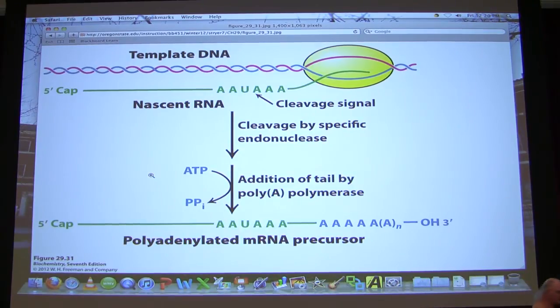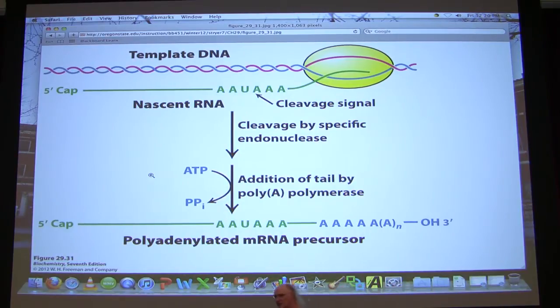Okay? So after the polymerase has gotten a little further down, this specific endonuclease will say, okay, I'm going to chop a few bases off. I'm going to chop off about right here, for example, and then a polymerase is going to come along and put hundreds of A's on there.